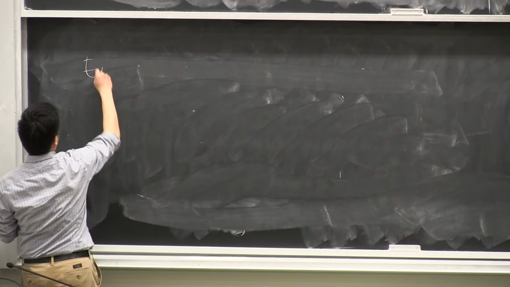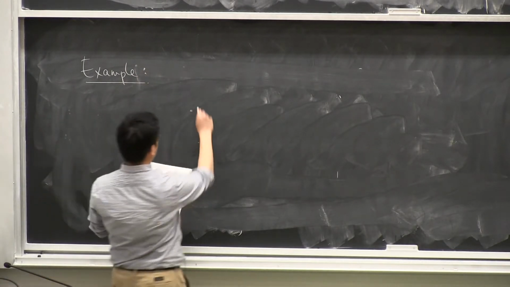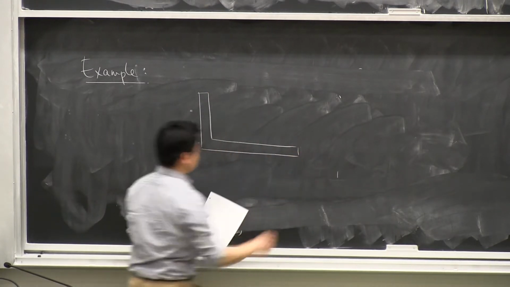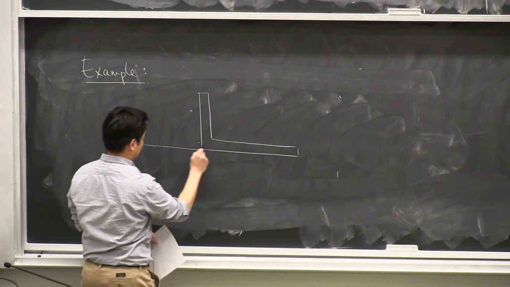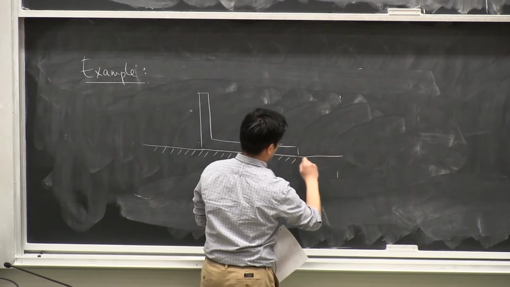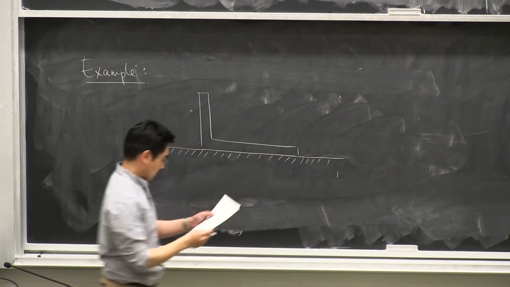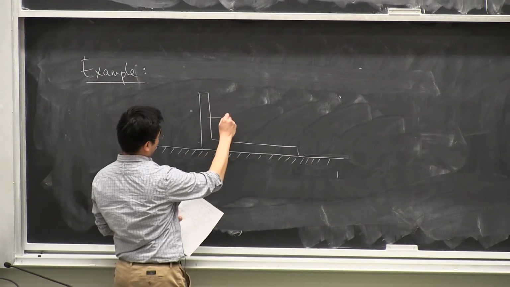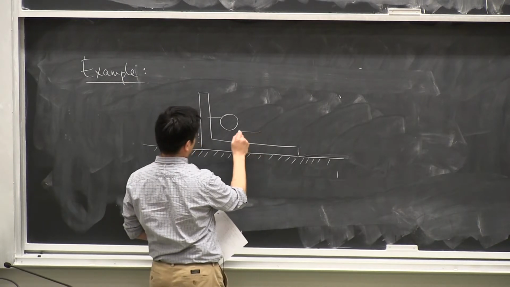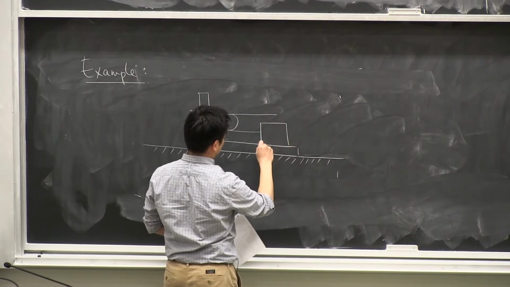Okay, so here's my example. I'm going to have to do a little bit of visualizing here, but let's do it like this. Got a solid L bracket sitting on top of a solid table. And on this L bracket, I have a pulley. And there is a string that loops around the pulley.